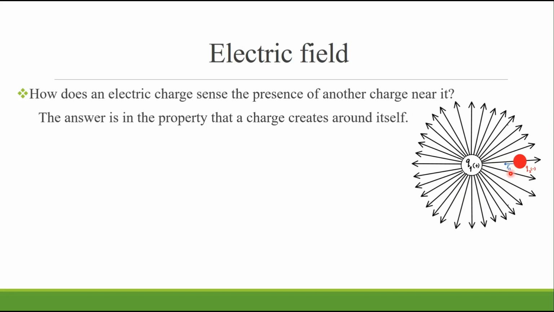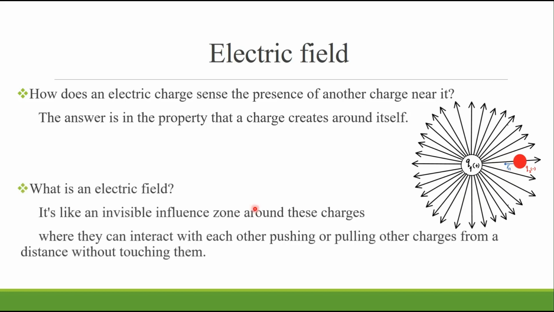Now we can consider a definition for electric field. It's like an invisible influence zone around these charges where they can interact with each other, like pushing or pulling other charges from a distance without touching them. Think of a magnet that can attract or repel objects without actually touching them.